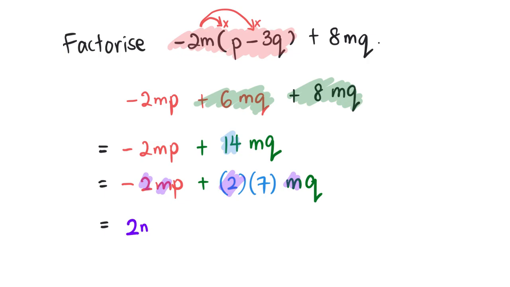So the 2m is the common factor. I'm left with negative p plus 7q.